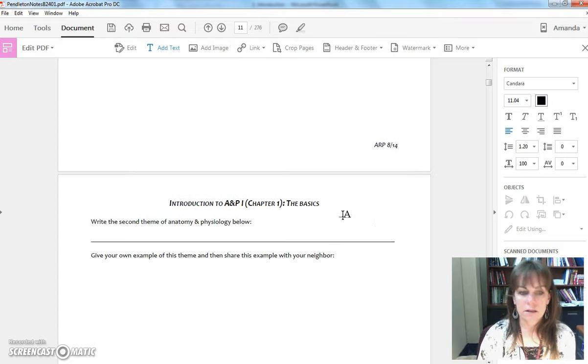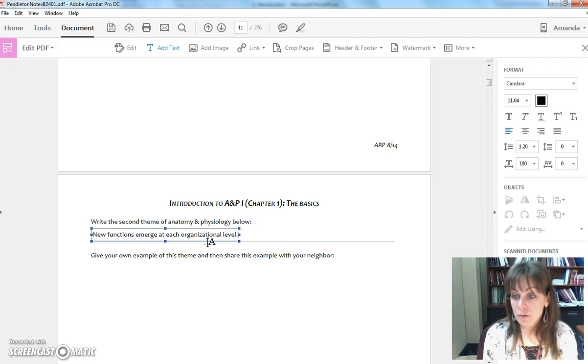And let's go here to this second theme. So this second theme that we've hit on as we've talked about all these levels is that new functions emerge. You get new functions at each organizational level. It means cells can't do what a tissue can do. A tissue can't do what an organ or an organ system can do. But, and this is important, higher levels depend on the lower levels.